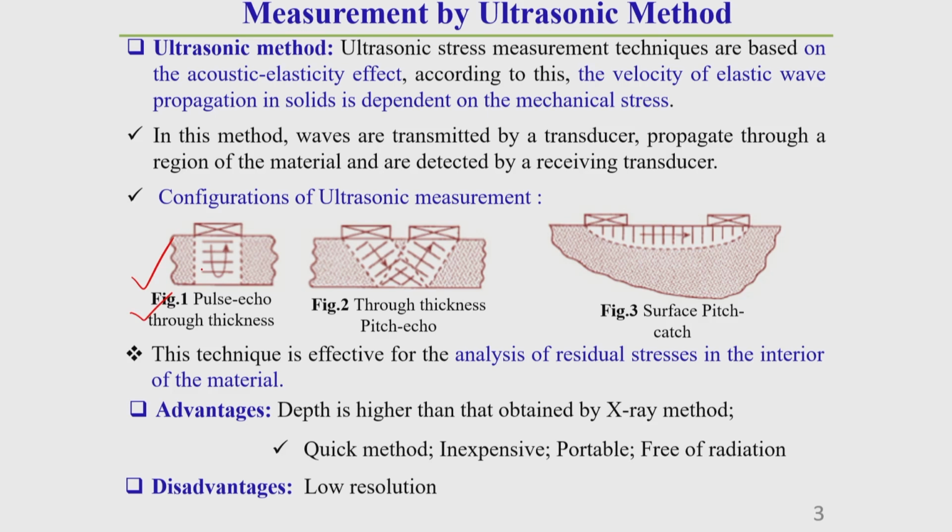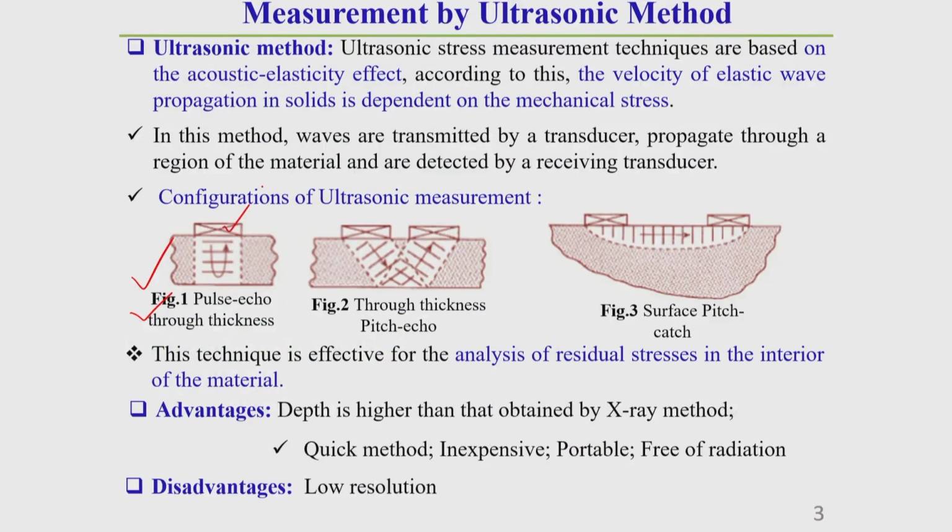Here one thing you should keep in mind: this ultrasonic wave generally can propagate only through solids. Once there is some vacuum or open space, it will rebound back from there. So, this is generally a transducer, you can see in figure 1. By using pulse echo, we can measure the pattern of residual stress distribution through the thickness.